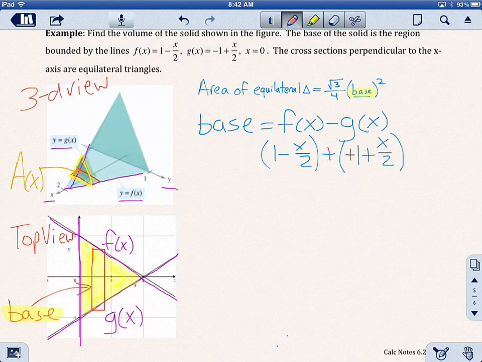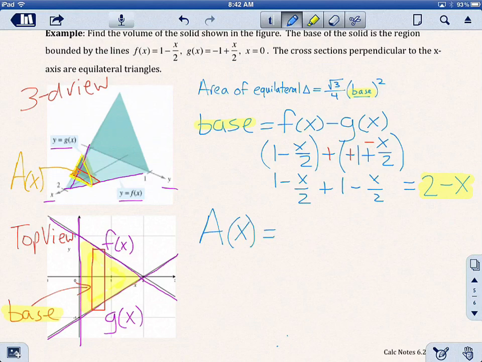And we're going to add the opposite here. So we get 1 minus x over 2 plus 1 minus x over 2. And this is going to equal 2 minus x. Okay, so there is the formula for our base. So now if we're trying to find A of x, so the area of the equilateral triangle right here in terms of x, well, it's going to be the square root of 3 over 4 times the base, which is 2 minus x, squared.